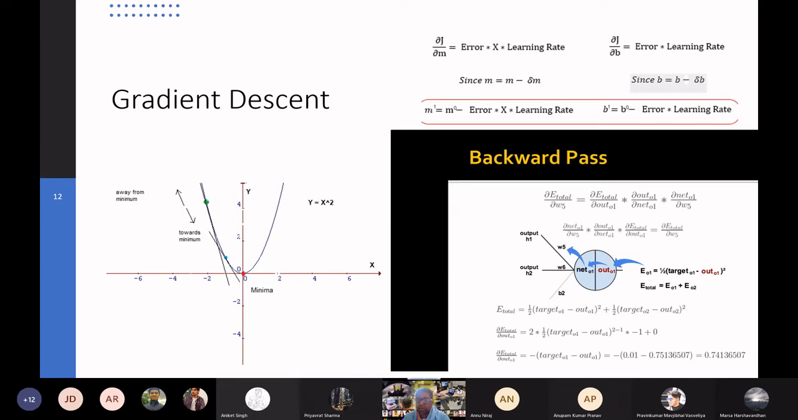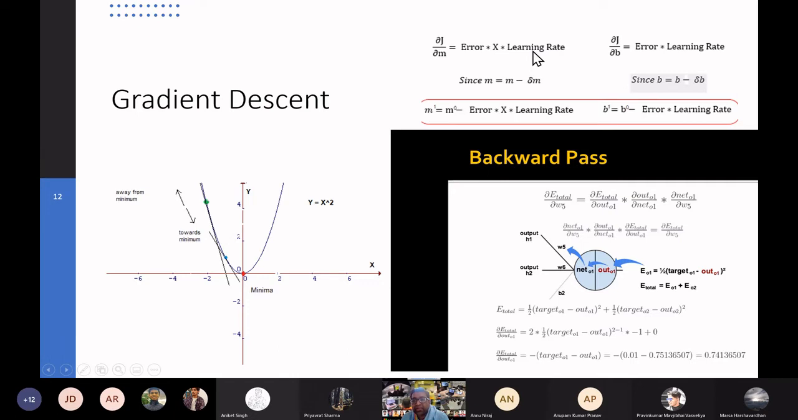So here, just a quick revisit of the gradient descent algorithm, that we follow the gradient or the first derivative and try to find that when it is equating to 0. And this is the formula for the straight line fitting example, where we have this error into x, the input data, and the learning rate.